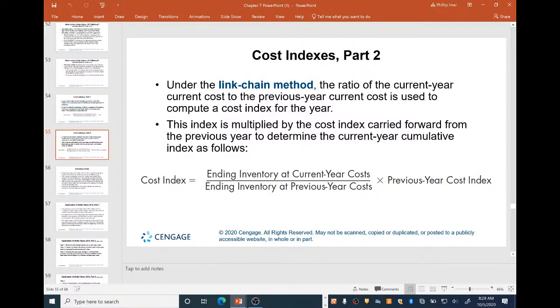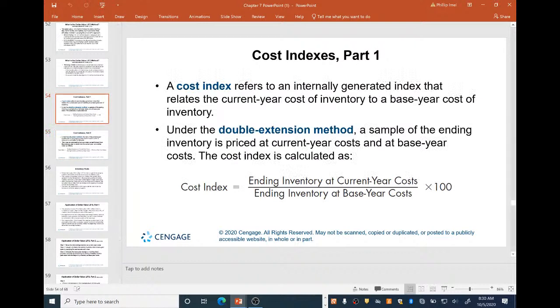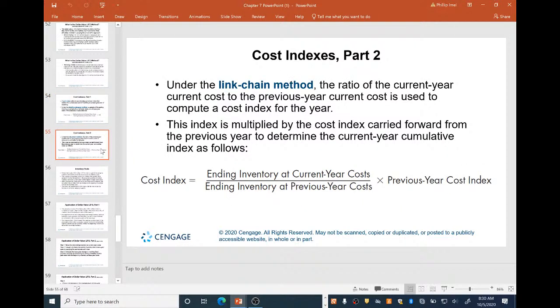So we can say here linked chain, because you know a linked chain is one piece connected to the other. So we can see the linked chain just uses the previous, whereas a double extension method uses the ending year's value by the beginning, the first period, right, times 100%. This one is ending times the previous linked chain times previous year cost index, okay? So whatever the previous year's cost index was is what we base this off of instead of 100, okay? So it makes sense? So the double extension is the current year by the first year times 100, and then the linked chain is the current year divided by the previous year times the previous year's percentage, okay?